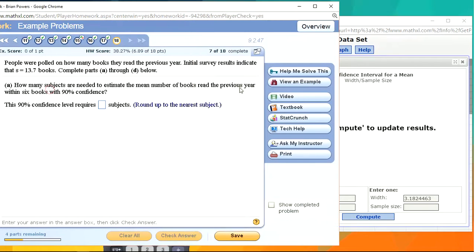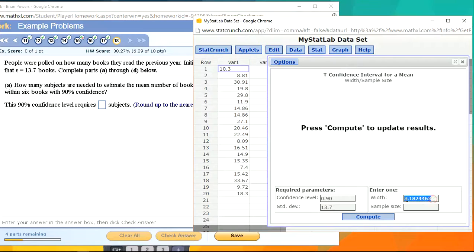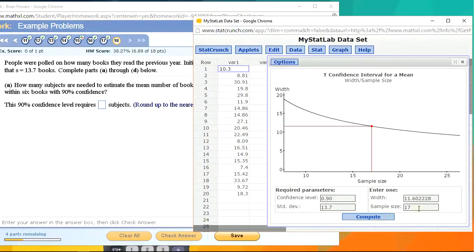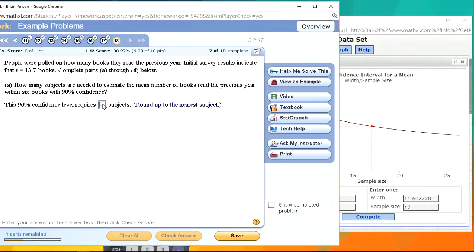We want to estimate the mean number of books within 6 books. So plus or minus 6 books. Remember, that means a width of 12 books. That's the full width of the confidence interval. So plus or minus 6 means you have to go up 6, down 6. Altogether, it's 12. Hit compute, and you have your sample size. You only need a sample size of 17 to get the job done.